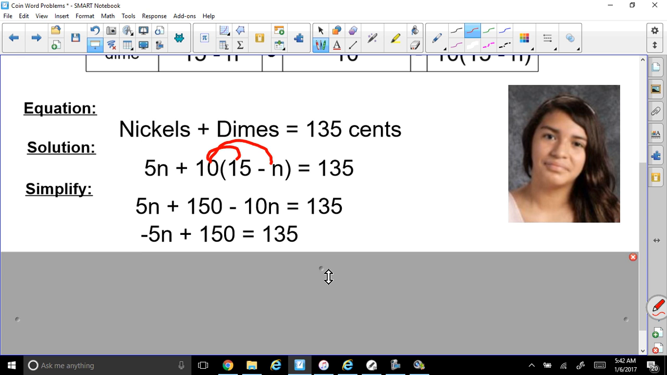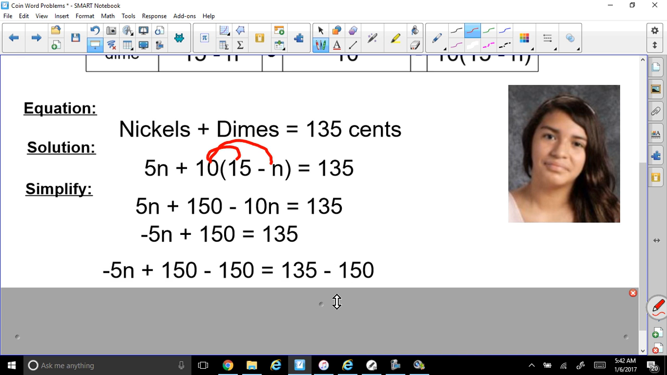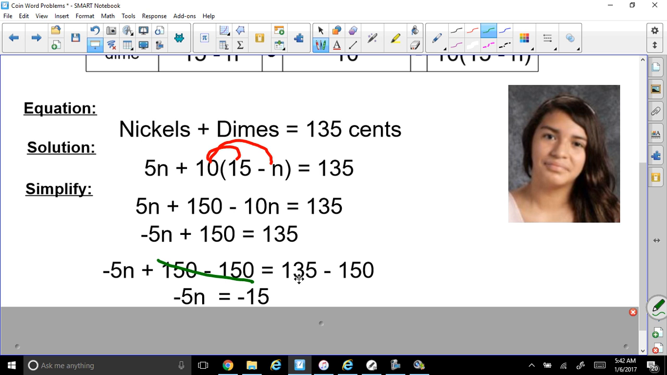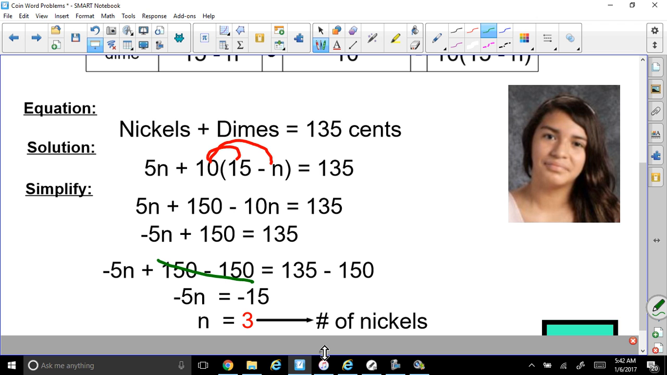Well, let's get that 150 to the other side by subtracting it. So minus 150 from both sides. That way, it cancels out the 150. And now I have just left on this side the negative 5N. And 135 minus 150 is negative 15. I got negative numbers. Wow. Well, let's keep going, and if I divide by negative 5 on both sides, negative 15 divided by negative 5 will give me a positive number, because there's no such thing as negative money. So N would equal 3.